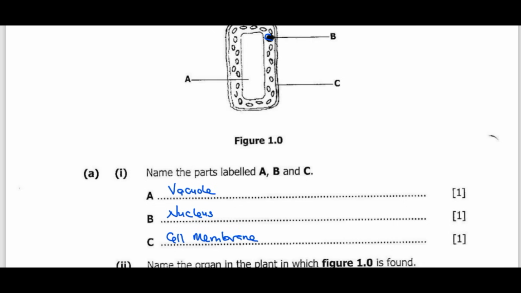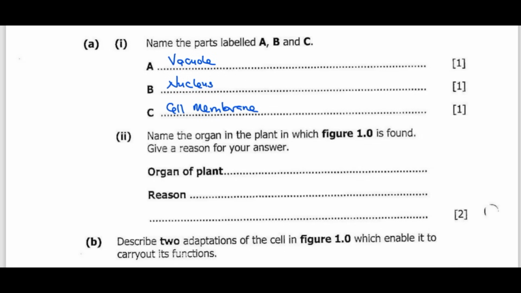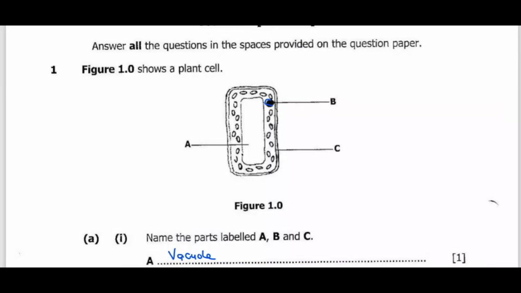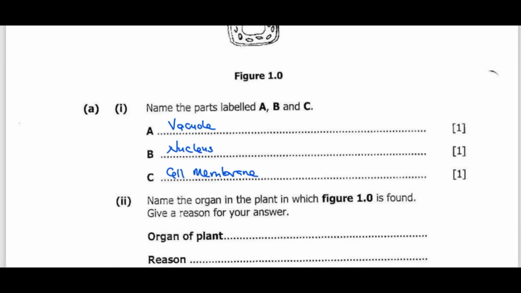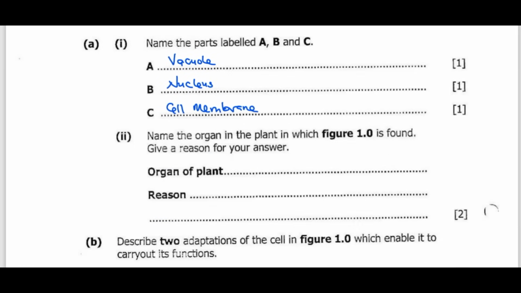Okay, let us move to the next question. Name the organ in the plant in which figure 1.0 is found. Give a reason for your answer. So where can we find this cell? Look at it very carefully. You'll find that this cell is found in a leaf. So the organ of the plant is a leaf.